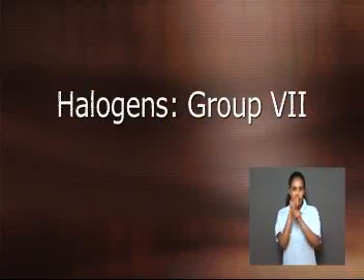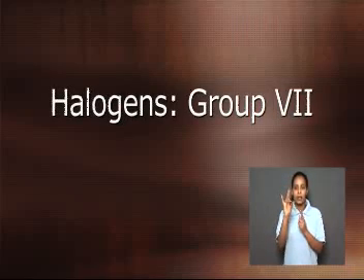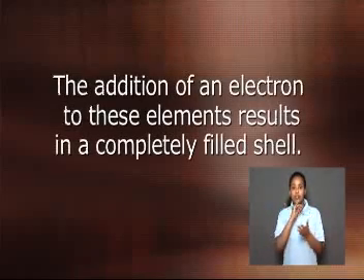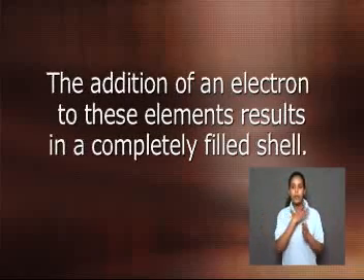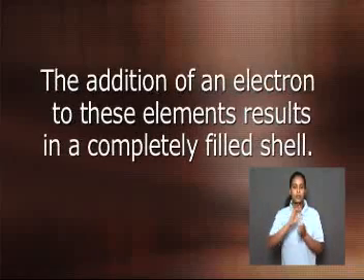Welcome back, students. You were correct to say that the halogens, group 7 elements, have the highest electron affinity. This is because the addition of an electron to these elements results in a completely filled shell. Well done, everyone. Let us now discuss the trend of electronegativity in groups of the periodic table.